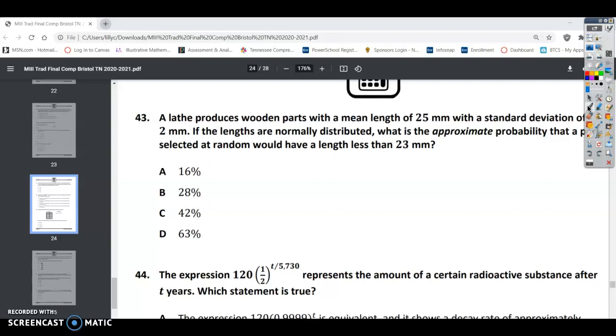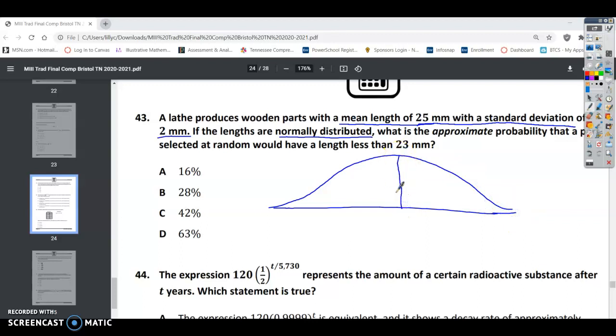Alright, so things that stand out to me. It has a standard deviation. It has a mean of 25 millimeters and a standard deviation of 2 millimeters. So that tells me right now that we are looking at a normal distribution curve. So we need to first draw our normal distribution curve and then we'll answer the questions.